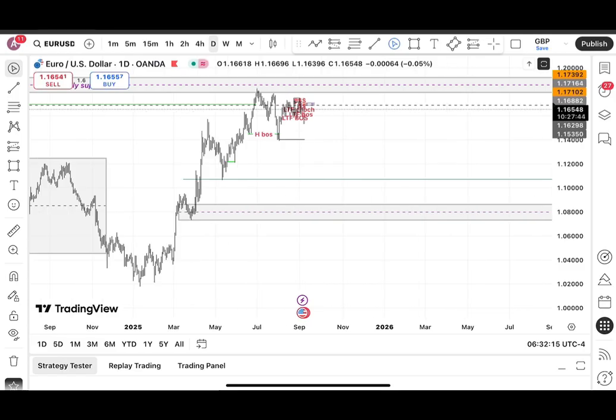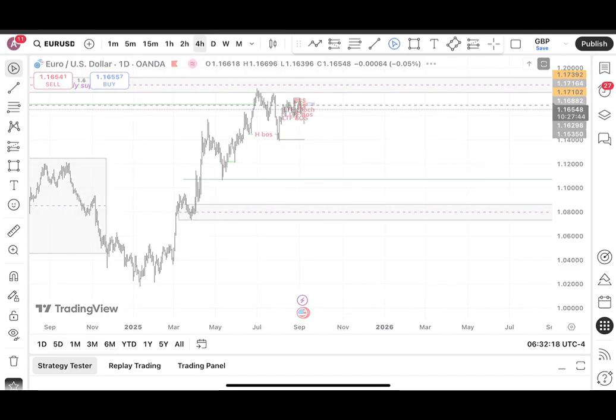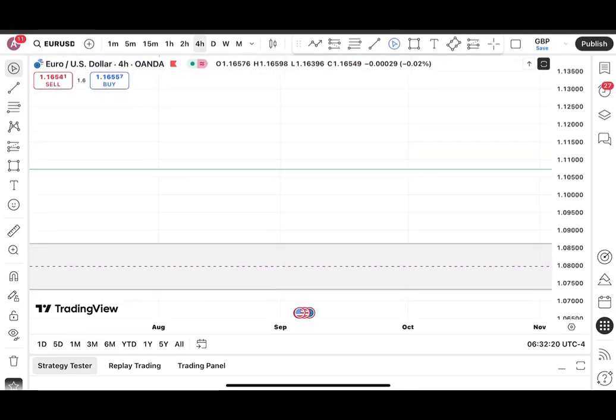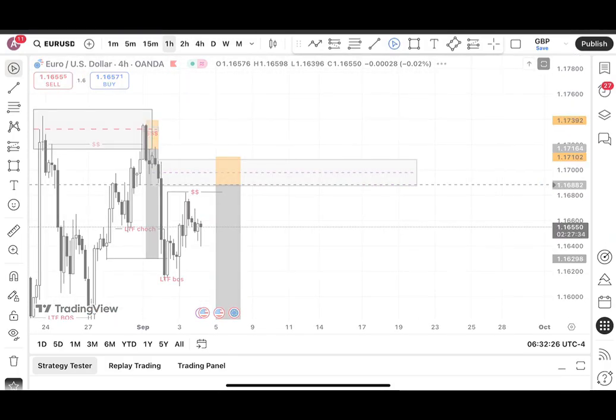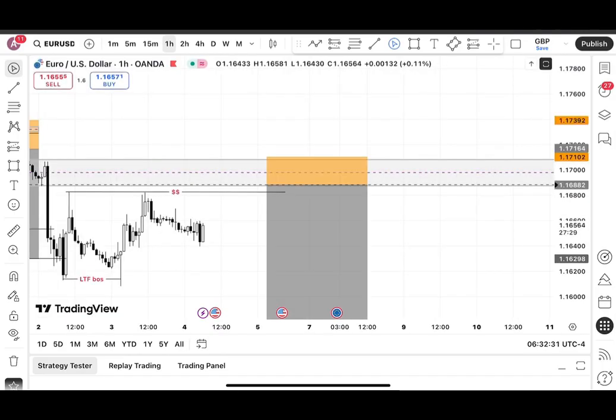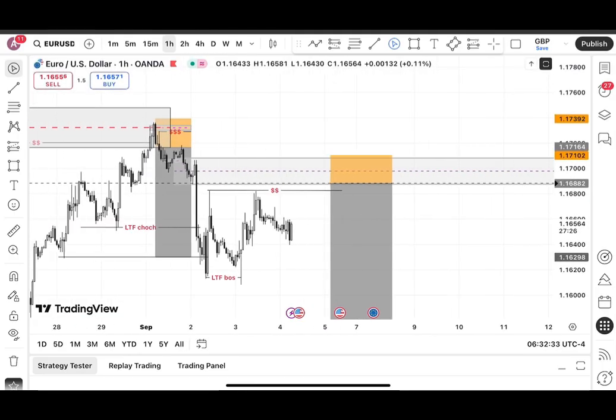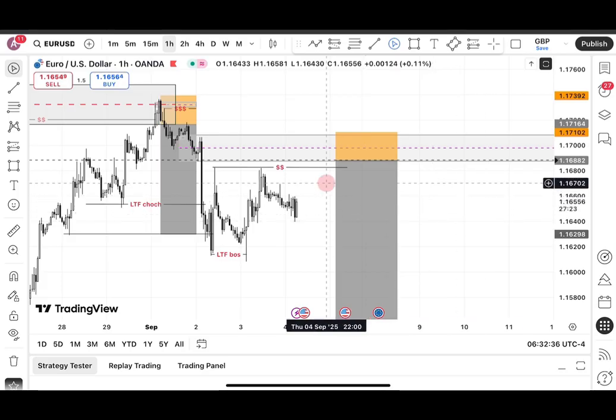Let's go to the lower time frame. As you can see, my target was hit. So cool, smash the TP 1 to 3, boom. Nothing much more than that. So I'm still looking for another entry again.